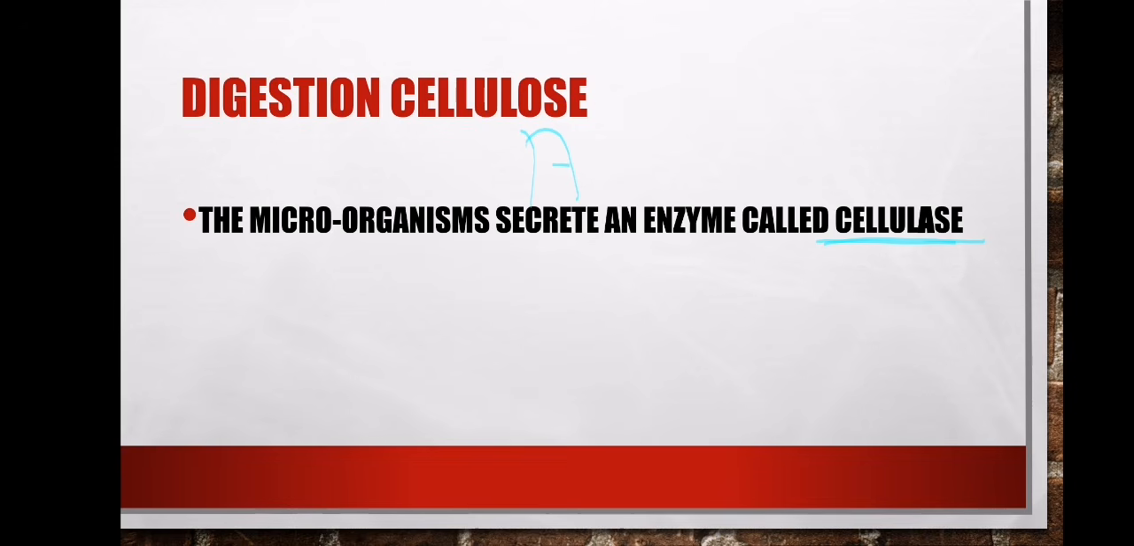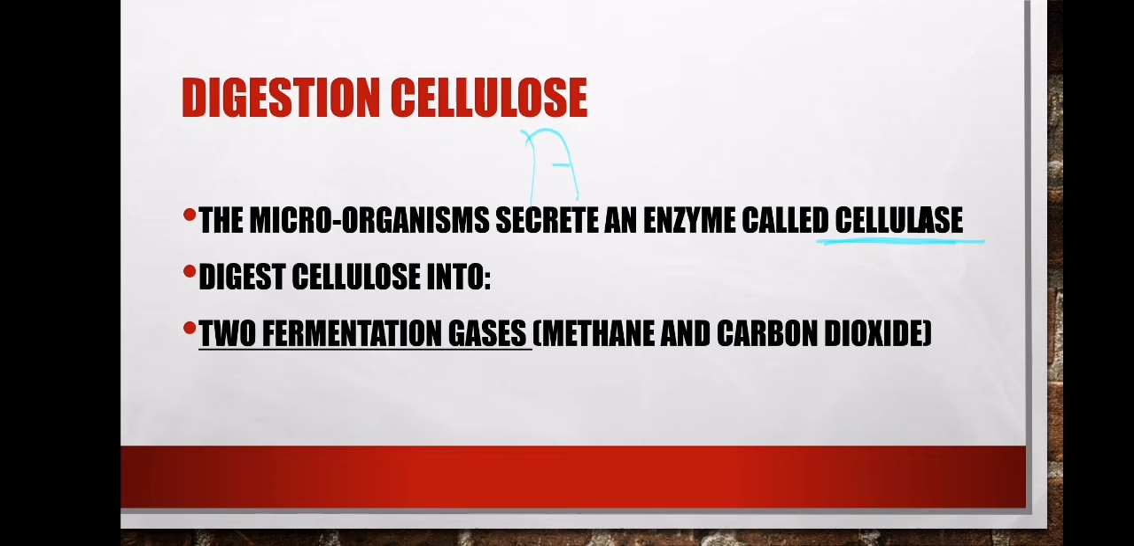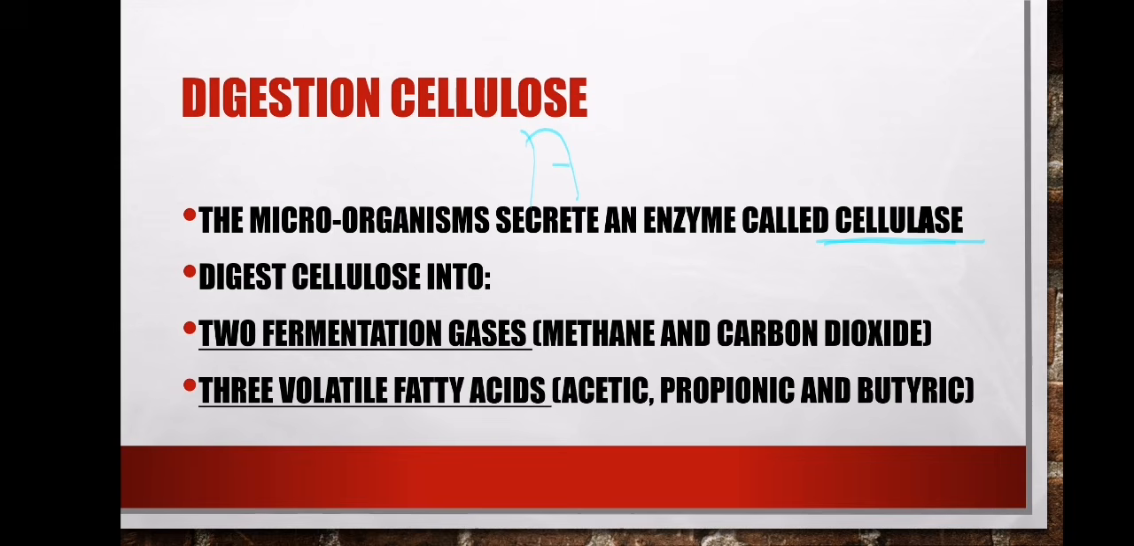It's very important for you to know the names of those fermentation gases and the names of those volatile fatty acids. So we are saying it will digest the cellulose into what? One, into 2 fermentation gases. What are those fermentation gases? Methane and carbon dioxide. They like to ask it in section A, your multiple choice. Then they will also digest the cellulose into 3 volatile fatty acids. What are those volatile fatty acids? It's your acetic, your propionic, together with what? With the butyric. Make sure that you know all of them.